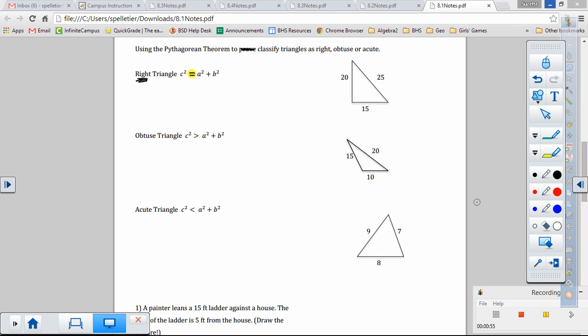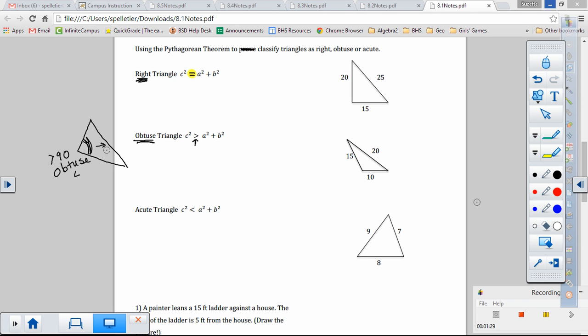If you plug it into the equation and the hypotenuse side is greater than the legs added together, then that's telling you that the hypotenuse side is really, really long. And if the hypotenuse is greater than the other two sides, then obviously the angle across from that super long side is going to be a really wide angle, which means it's going to be greater than 90 and what we consider to be an obtuse angle. Okay, so that would make it an obtuse triangle.